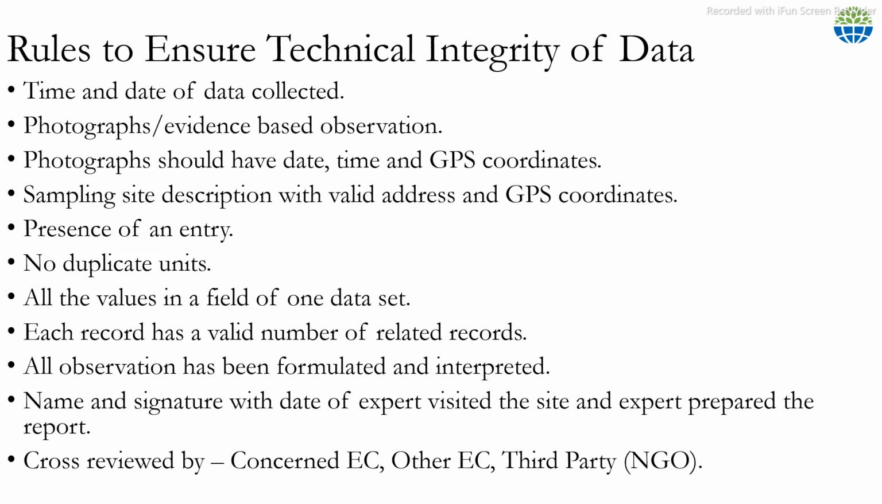Some rules are there to ensure the technical integrity of data. First, we have to mention the time and date of data collection on the formats. We have to provide evidence, such as photographic evidence with the date, GPS coordinates, etc. The sampling site description should be in the format with GPS coordinates and a valid address, like the main road. Regarding the presence of an entry, if you are going to any type of premises, then you have to take a photograph of that entry gate.